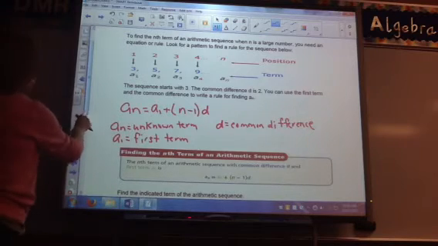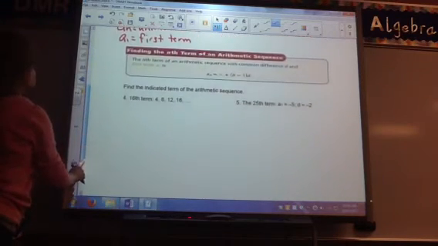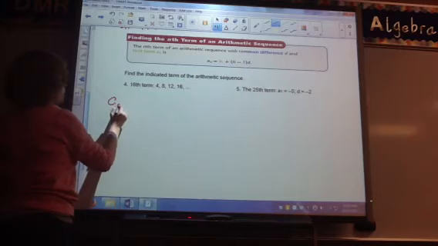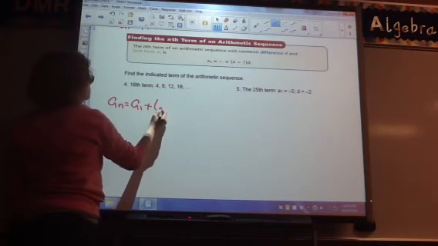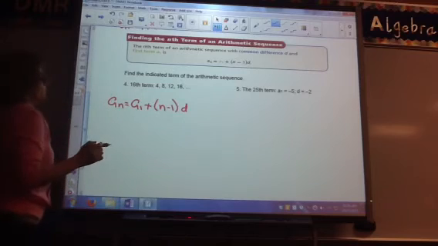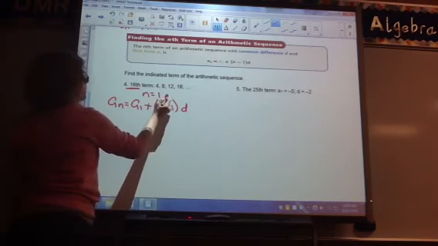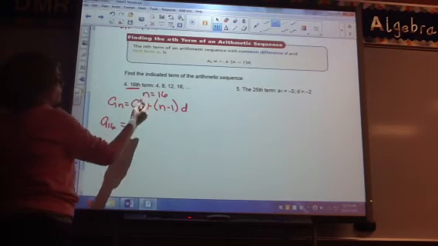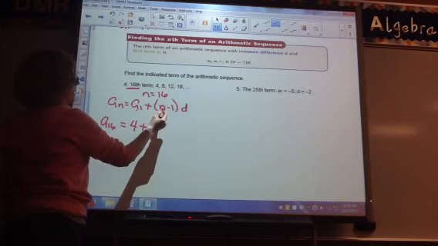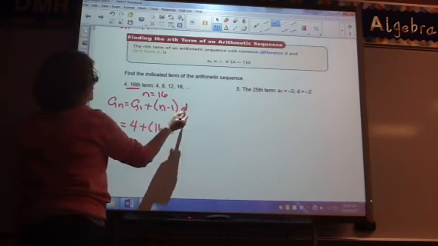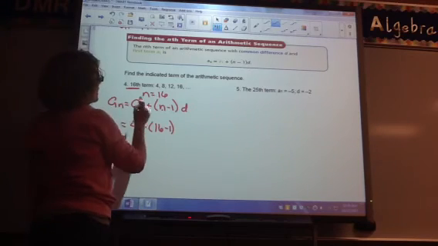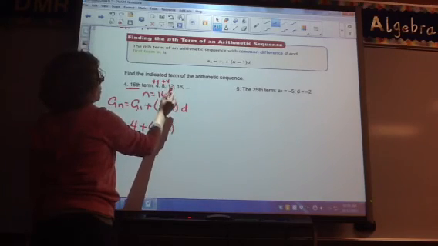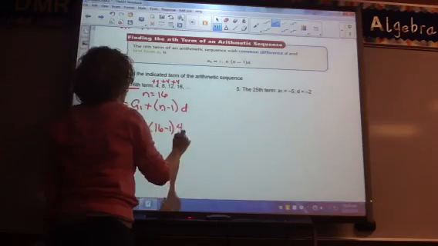Okay, so let's apply this rule. Find the indicated term of the arithmetic sequence. Start with your formula first. n is going to equal 16. That's the unknown, so we're trying to find the 16th term. Our first term is 4. n is 16. The difference? We need to find the difference. What's the pattern here? How do we get from 4 to 8? Add 4. 8 to 12, add 4. 12 to 16, add 4. So d is going to be 4.